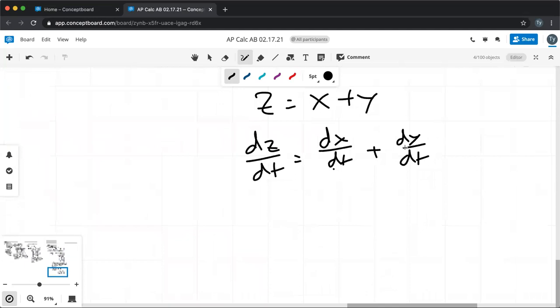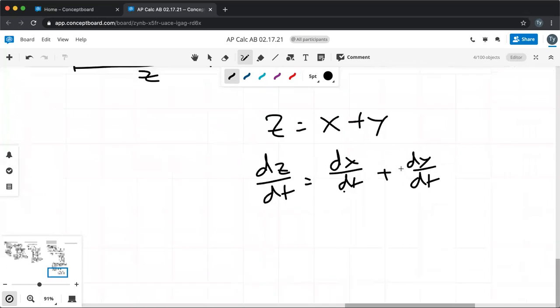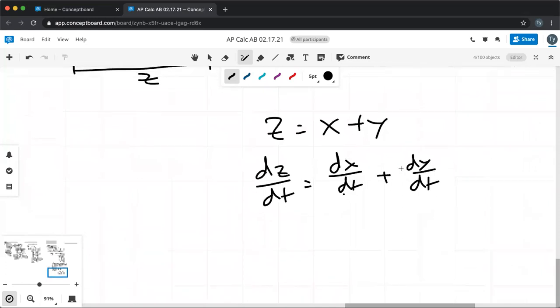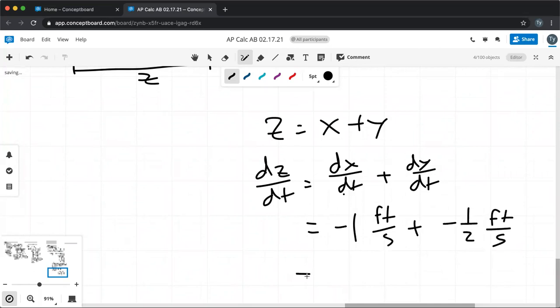We were given dx/dt, which is the rate of change of the man, and we found dy/dt, which was the rate of change of the shadow. So this one was -1 feet per second plus -0.5 feet per second. And that gives us -1.5 feet per second.